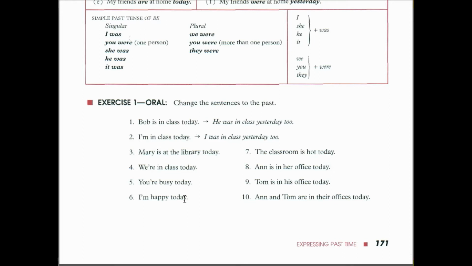The classroom is hot today. The classroom was hot yesterday. Anne is in her office today and was in her office yesterday. Tom is in his office today. Tom was in his office yesterday. Anne and Tom are in their offices today. Anne and Tom were in their offices yesterday.